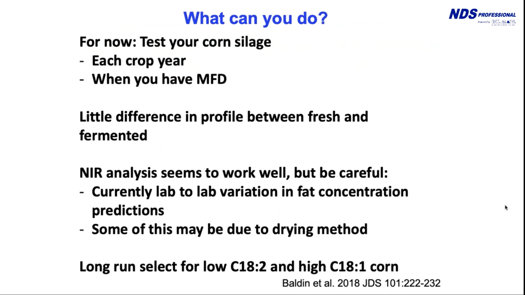So what can you do? My recommendation is to test your corn silage, each crop year and when you have milk fat depression. So basically what you want to know is where am I on this continuum? If you have higher fat in your corn silage, you probably want to be careful about bringing in distiller grains and other rumen available 18:2 sources. If you're on the low side, you can take advantage of some of those other feed ingredients.